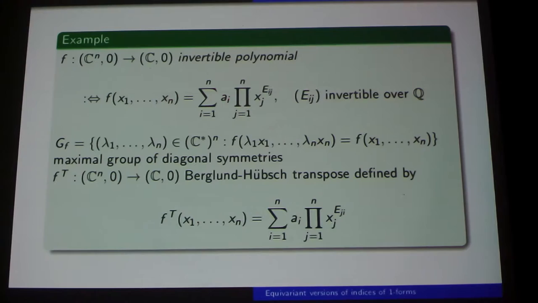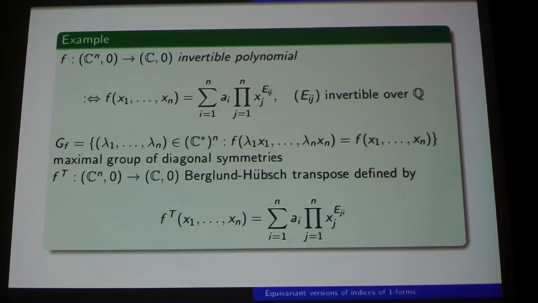Then, for such a polynomial, you can consider the maximal group of diagonal symmetries. This is the following group: the group of all tuples of non-zero complex numbers which leave the polynomial invariant. So if you multiply the number lambda_1 into x_1, and lambda_n into x_n, the polynomial stays the same. This is the maximal group of diagonal symmetries.